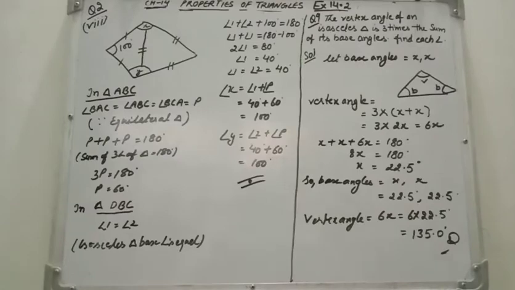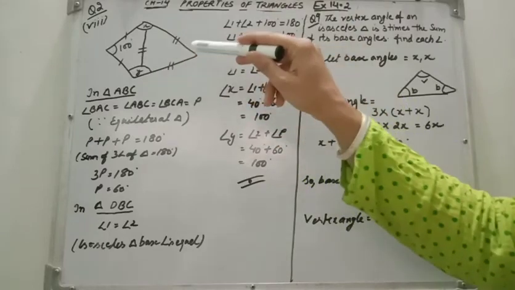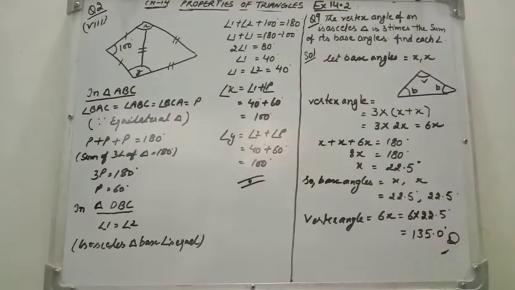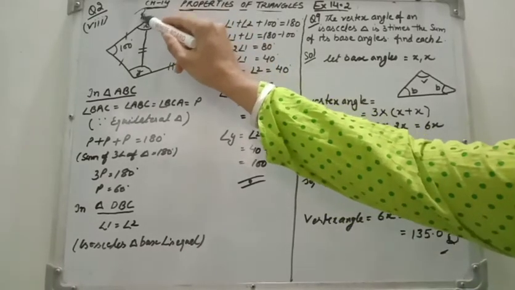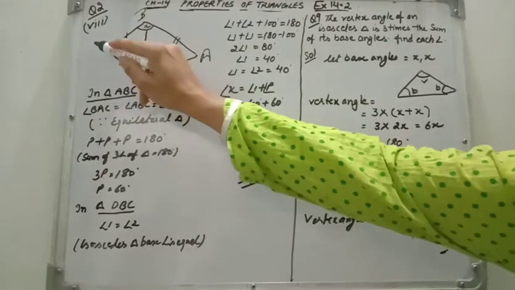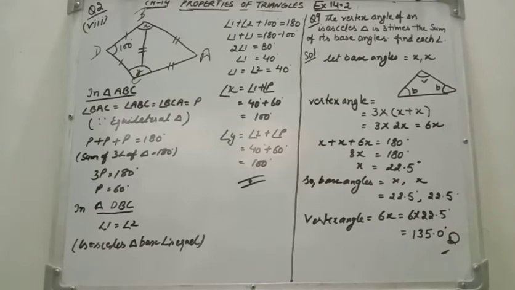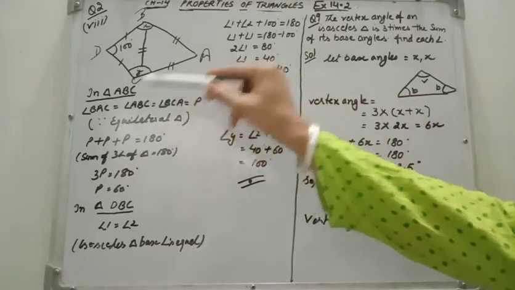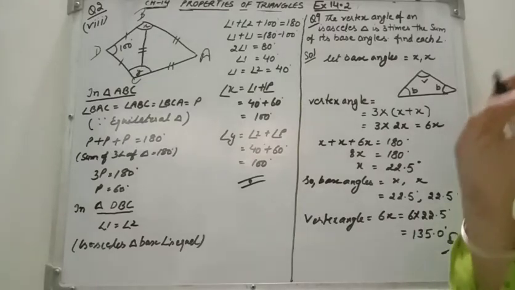Question 2, 8th part. See, this type of diagram is given to you. Okay, two triangles are here, triangle 1, triangle 2. Okay, first we give names to this triangle: A, B, C and D. Okay, now you can see here in triangle ABC, all the three sides are equal. Okay, so because all the three sides are equal, a three-side-equal triangle is called an equilateral triangle, so their angles are also equal.